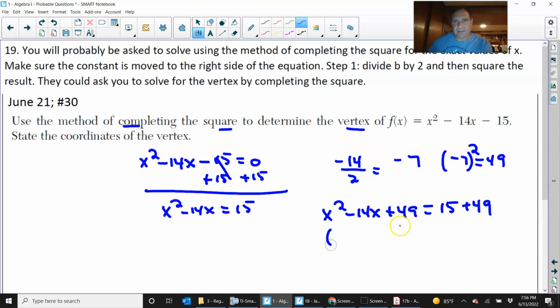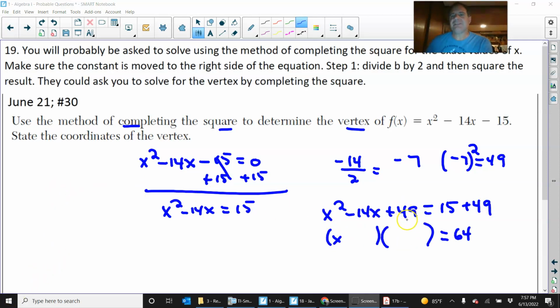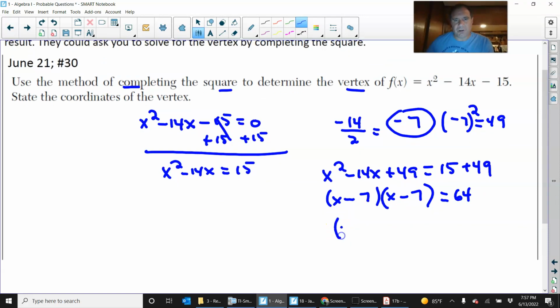Remember, this is going to be factored. You're looking for a number that multiplies together with another number that equals 49, perfect square. So it's 7 times 7. But it's not just 7 times 7. It's -7 times -7. And the reason why is because it has to add to -14x. All right? So you go ahead and you put x minus 7 squared, because that happens twice, equals 64.